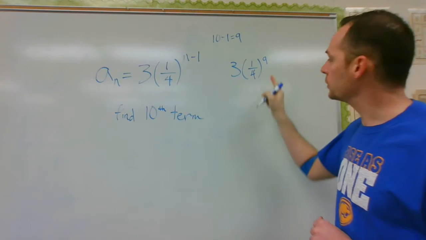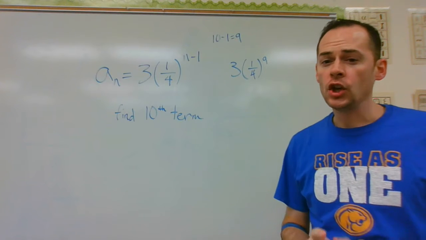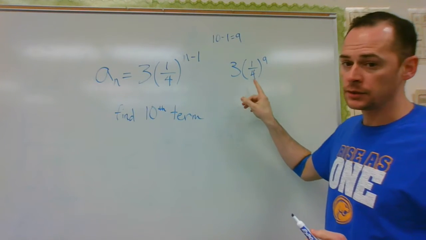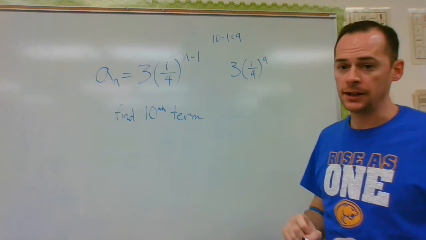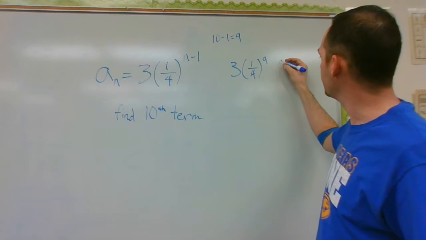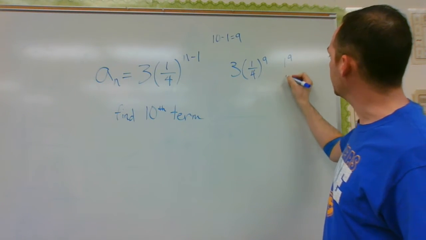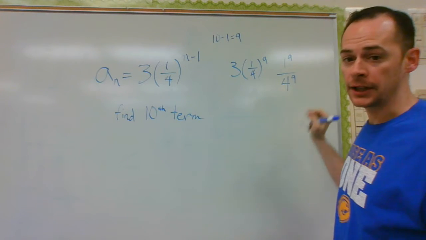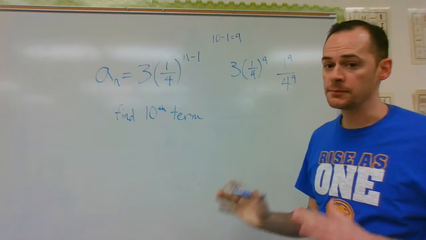Okay. Now here's where the tricky part comes in. You don't want to use a calculator for this. You don't want to plug into a calculator 1/4 to the power of 9. What you want to do is think of it as 1 to the power of 9 and 4 to the power of 9. Do them separately. Still a fraction, but do them separately.